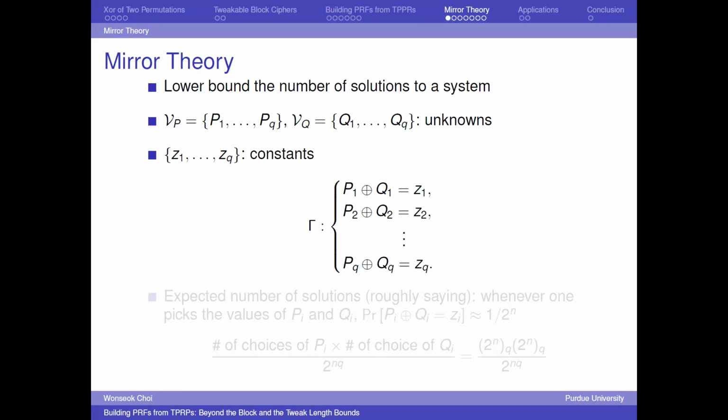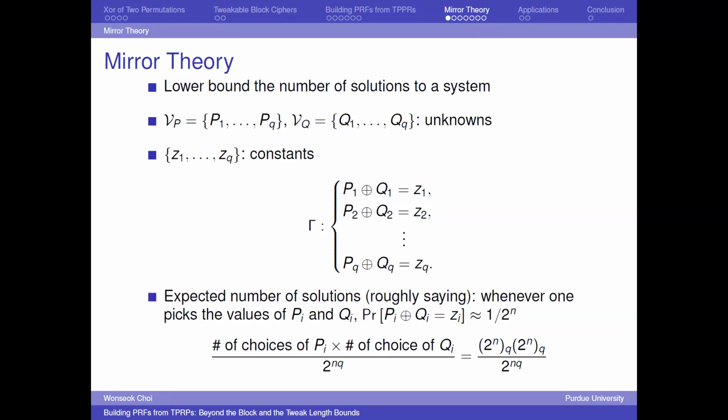But how do we do that? Expectedly, if we fix P and Q at random, then the probability that P plus Q equals Z is 1 divided by 2 to the n. So roughly, the number of choices of P times the number of choices of Q will satisfy this equation with probability of approximately this number. So the total number of solutions we can expect is approximately this number. And Mirror theory actually proves that the lower bound on the number of solutions is similar to this number.